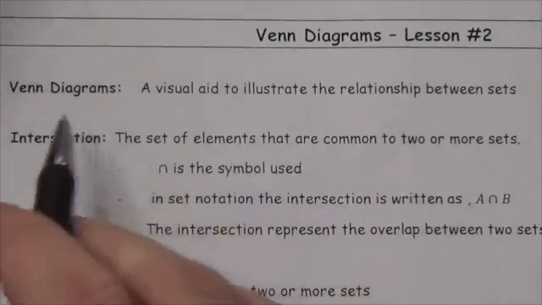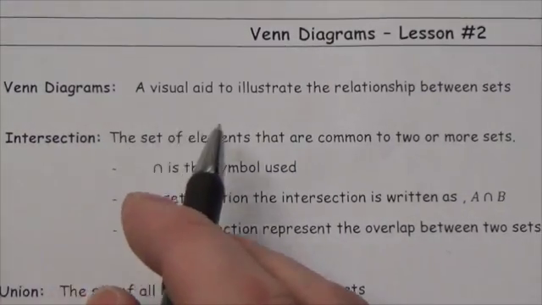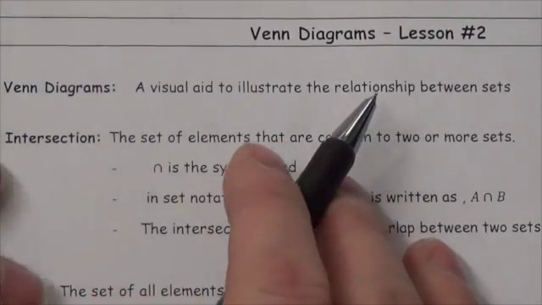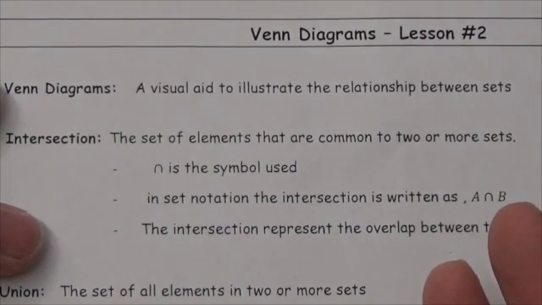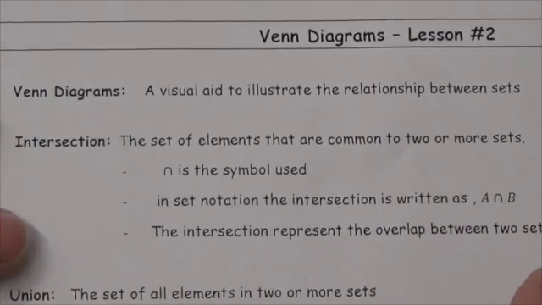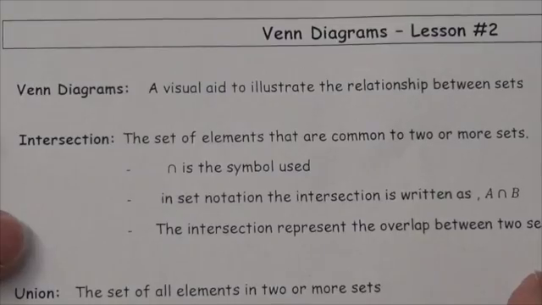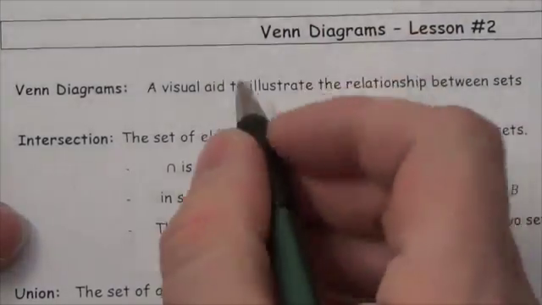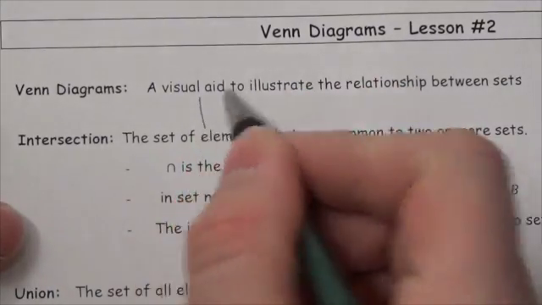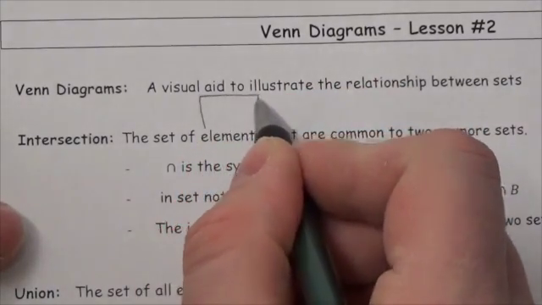Okay, so a Venn diagram here is a visual aid used to illustrate relationships between sets. And odds are really good that you have probably seen Venn diagrams before. They usually get introduced early in education, in elementary school, just because it's an easy way to look at relationships between objects. Or maybe I should say, to classify relationships between objects.